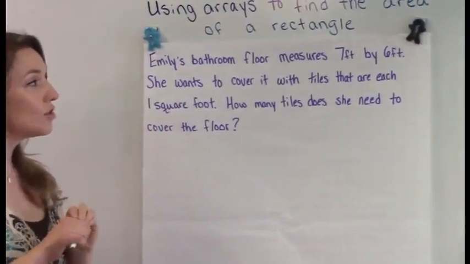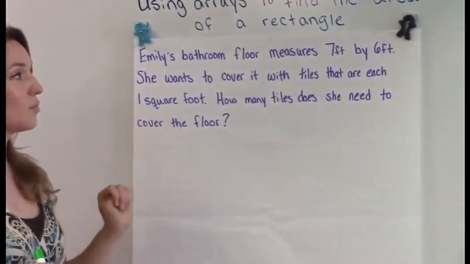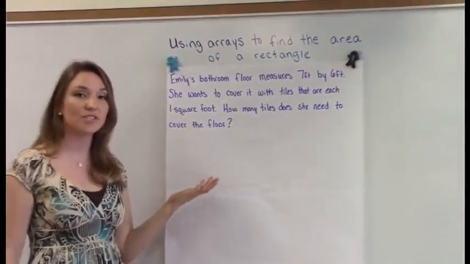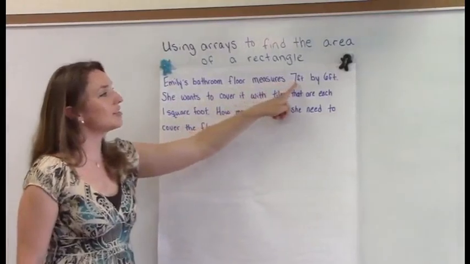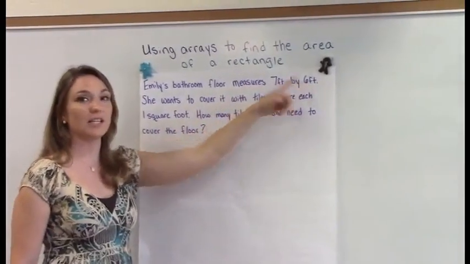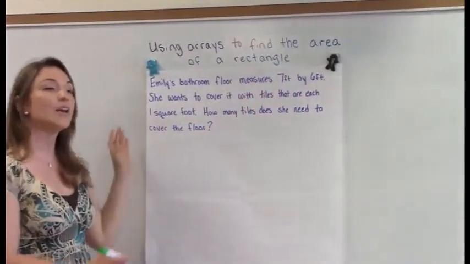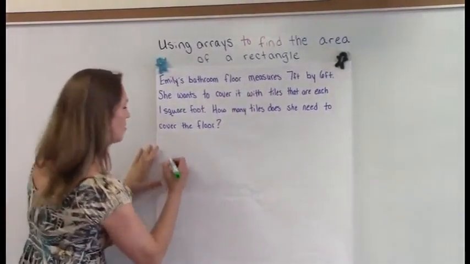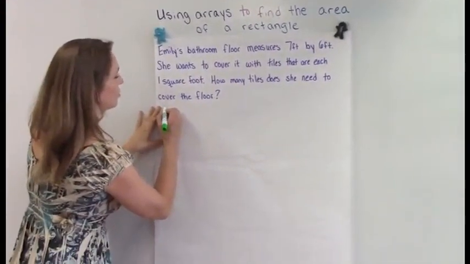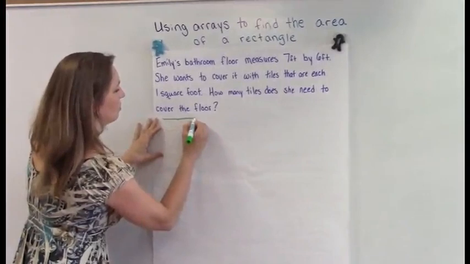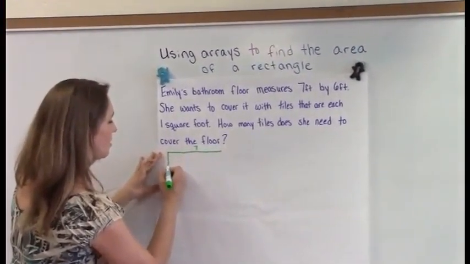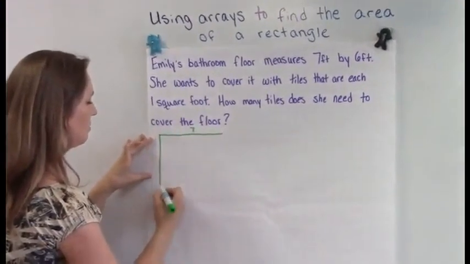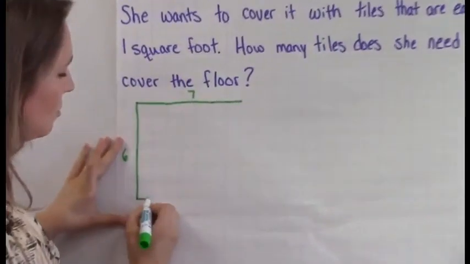So the first thing that I'm going to do after reading this problem is I can tell that it can be represented well by an array, because I look back and I see that it measures 7 feet by 6 feet. And I can tell those are the dimensions. So I'm going to draw my rectangle, which measures 7 feet by 6 feet.